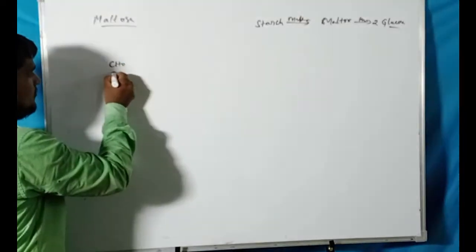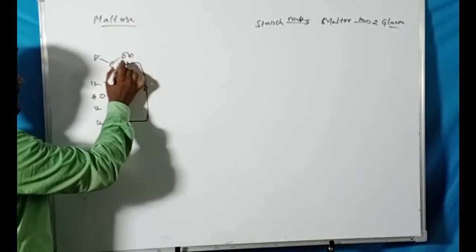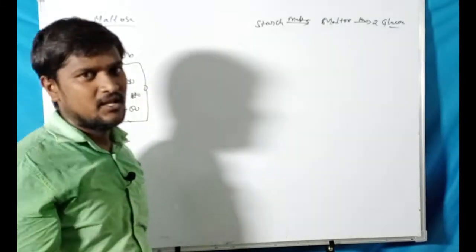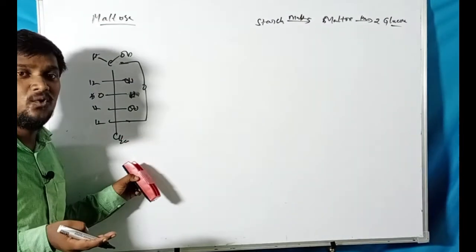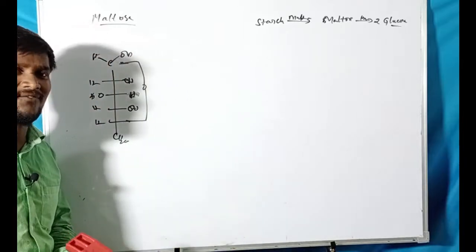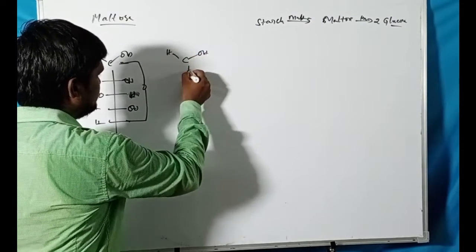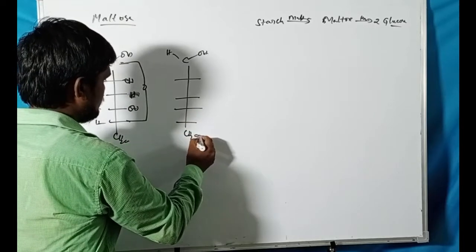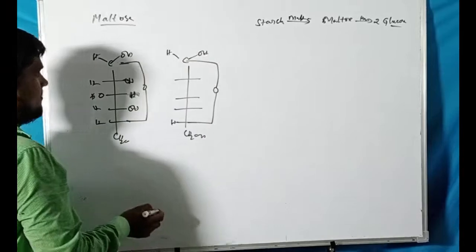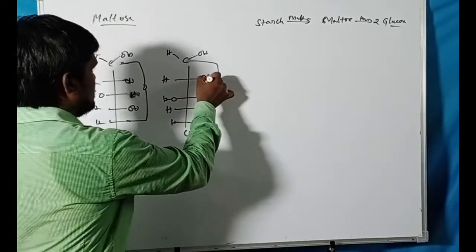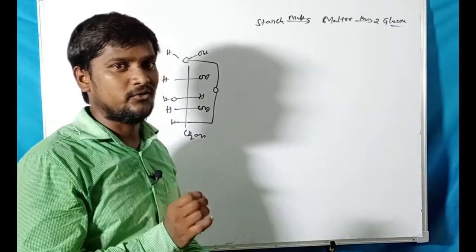Now, we know the structure of glucose. Here, CH2OH, OH, H, H, H. It is a cyclic structure, with H, OH, OH. So this is the cyclic structure. Now here, in this compound, one mole of glucose forms a bond with another mole of glucose. Both are glucose. Here, H, OH, CH2OH, H, OH. So this is the compound. These are the two units of glucose.